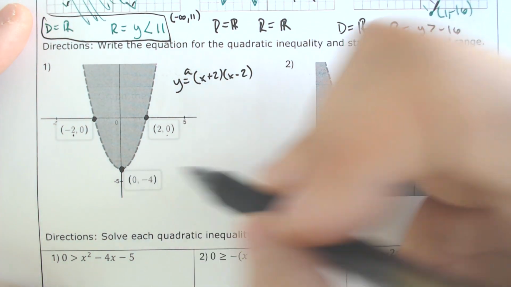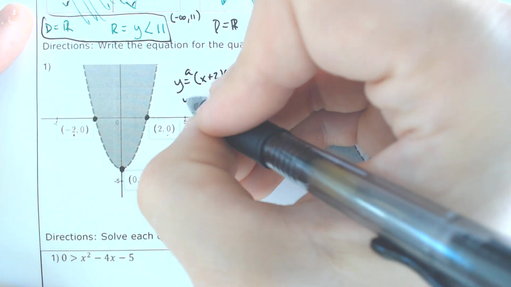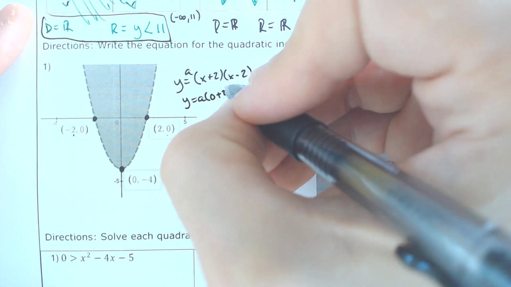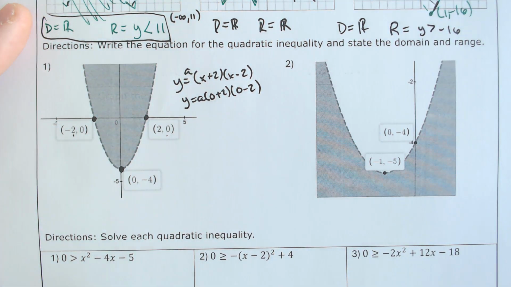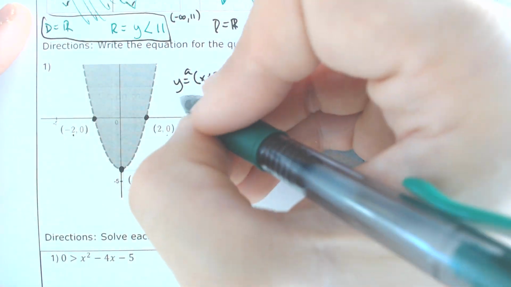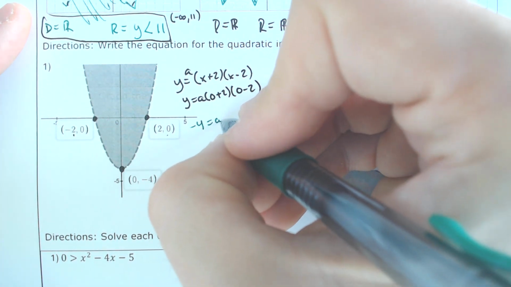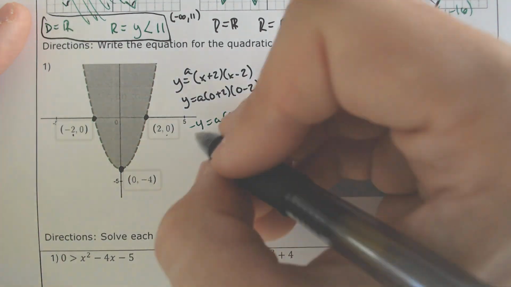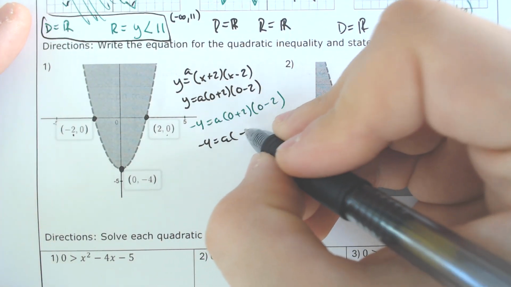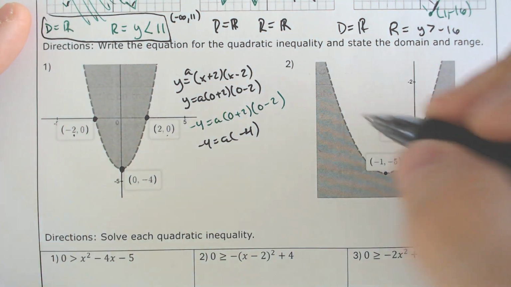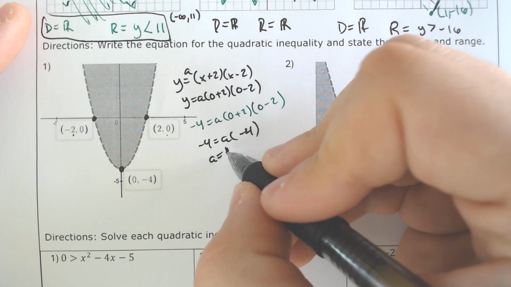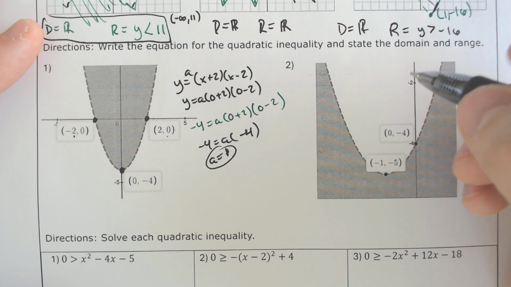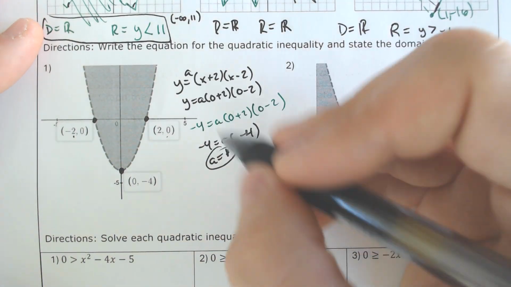We're going to plug in the other point that's provided. So this is going to be y is equal to a, (0 plus 2), and (0 minus 2). And what should we plug in for y? We should plug in the -4. So it should be -4 is equal to a, (0 plus 2), (0 minus 2). And -4 is equal to a, and then -4 when we multiply those again. And you find out that a is equal to 1, which is kind of sad because we probably would have just put a 1 there if we didn't do any of this math. But that's okay. So a is equal to 1.